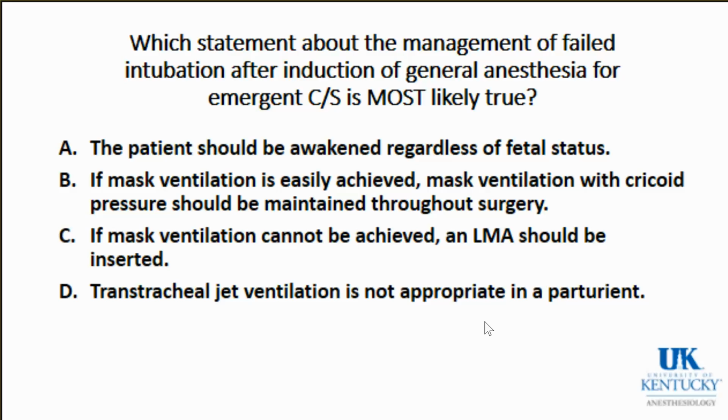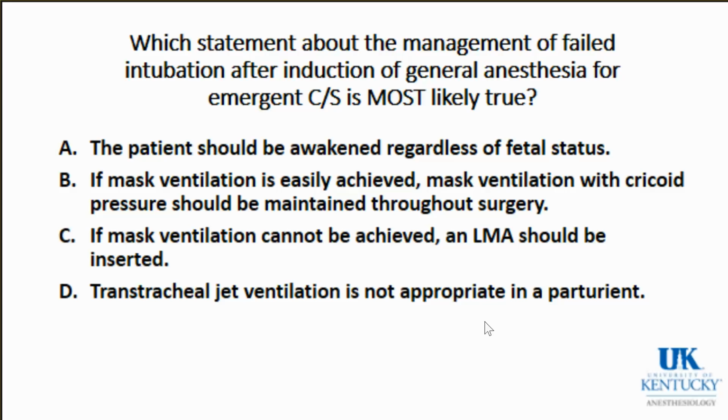So they oftentimes like to ask a question about failed intubation and what are you going to do. Which statement about the management of failed intubation after induction of general anesthesia for an emergent C-section is most likely true? You have to remember it's emergent, and when you take the test, you have to look at the scenario if you have a failed intubation. So in this case, if mask ventilation is easily achieved, then generally it would be recommended that if the baby's in extremis, you continue the mask ventilation with cricoid pressure until they can get the baby out. And for those who've done OB, you know that's usually just a couple of minutes in a real stat situation.